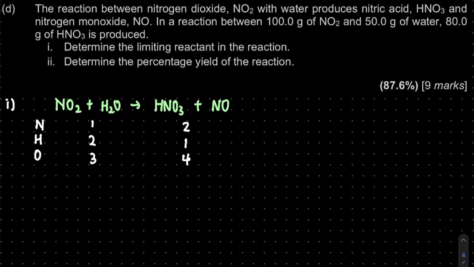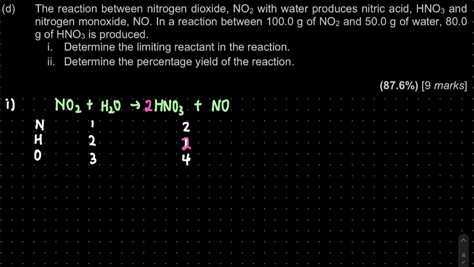On my reactant side, nitrogen is 1, hydrogen is 2 from my H2O, and oxygen is 3 because 2 from here and 1 from here. On my product side, nitrogen is 2 because 1 is from HNO3 and 1 is from my NO. Hydrogen is only 1. Oxygen is 4 because 3 from here and 1 from here. I'm not going to balance the N first because the nitrogen is from 2 different species. It's easier to balance the hydrogen first, since hydrogen is only from 1 species. Here is 2, here is 1, so I'm going to balance it out. Here becomes 2, here becomes 2.